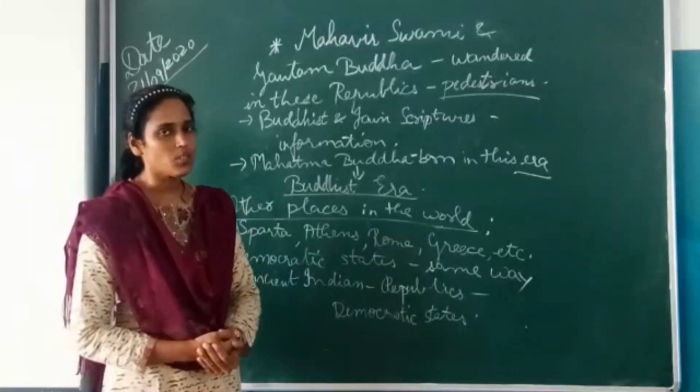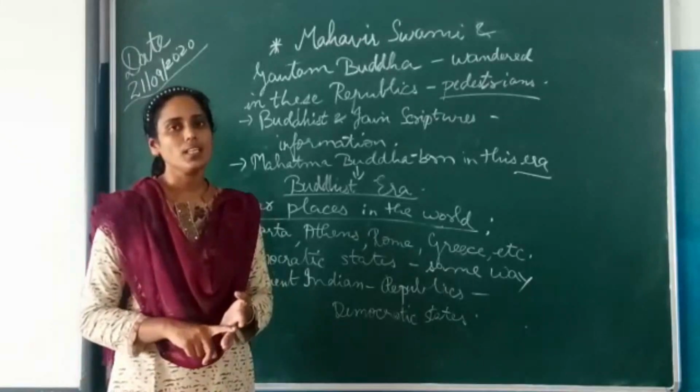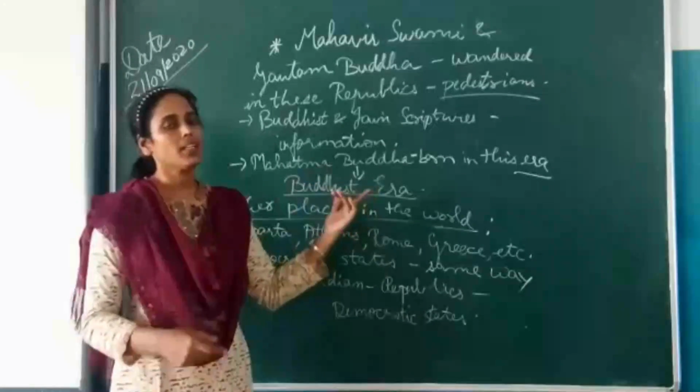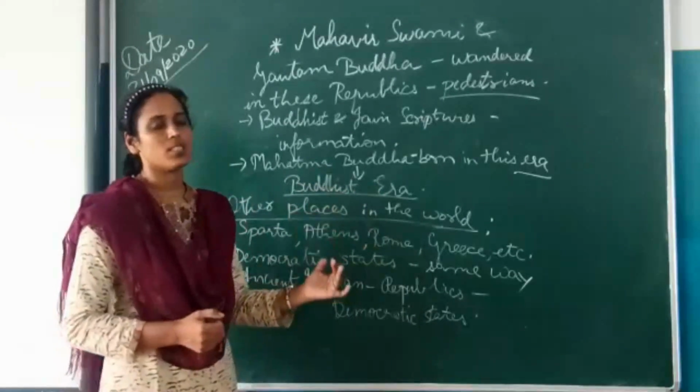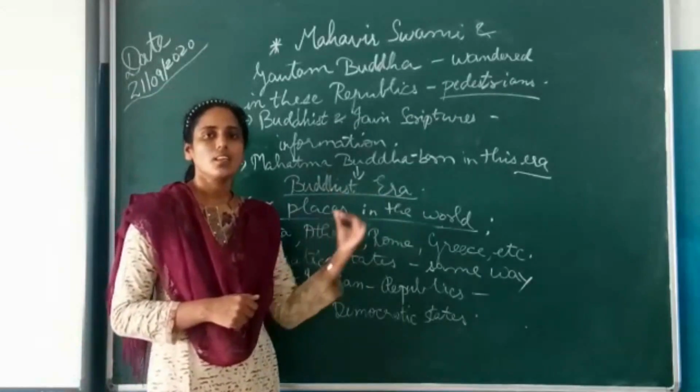So we conclude this chapter, students. We studied about the Janpads, Mahajanpads, then the monarchy in the Mahajanpad and the republic in the Mahajanpad, and the different social features and the different ways in which the people of this era lived.